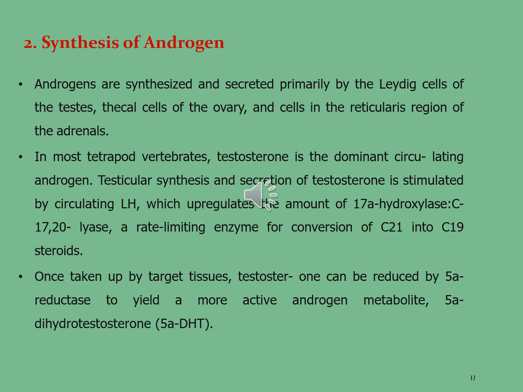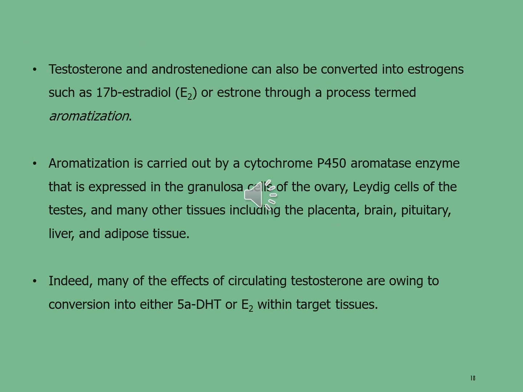Once taken up by target tissues, testosterone can be reduced by 5-alpha reductase to yield a more active androgenic metabolite, 5-alpha dihydrotestosterone, generally represented as 5-alpha-DHT. Testosterone and androstenedione can also be converted into estrogens, such as 17-beta estradiol, that is E2, or estrone, through a process termed aromatization.